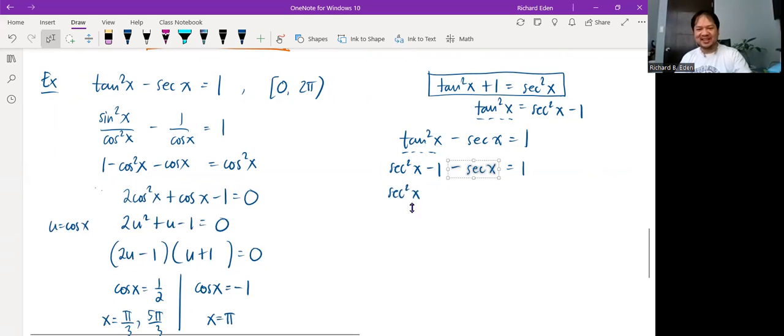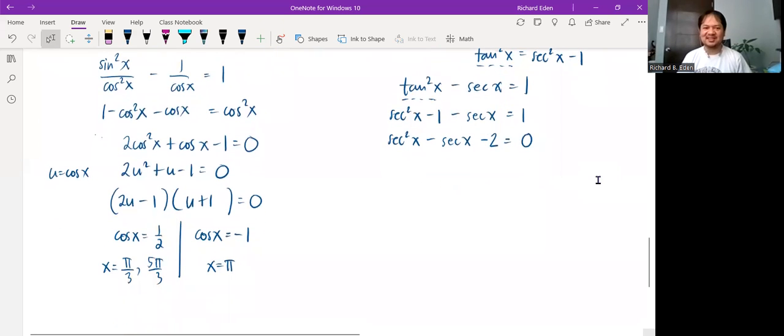This is the height of laziness. Alright. And then, I cannot copy-paste anymore, not even the equals sign in ink. Equals 0. And then what does this lead to? It is something that can be factored.